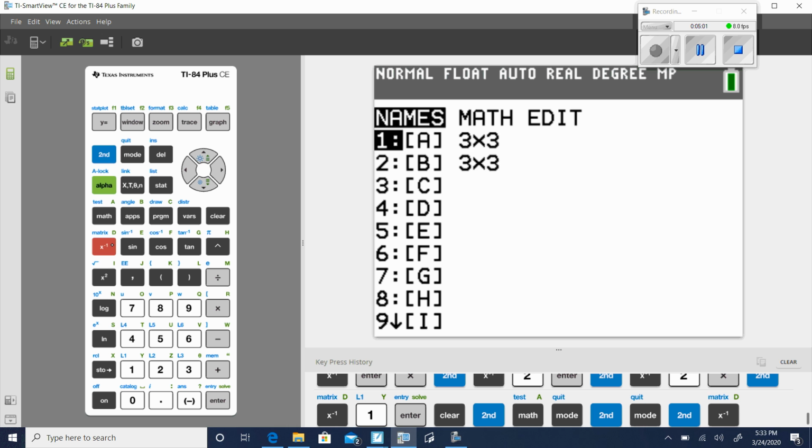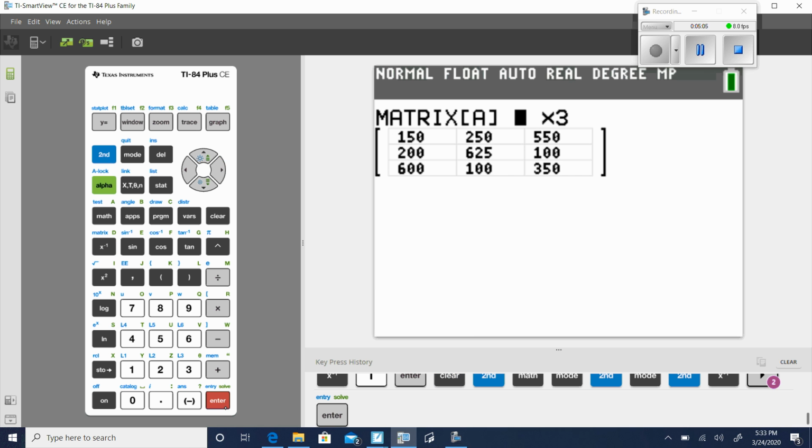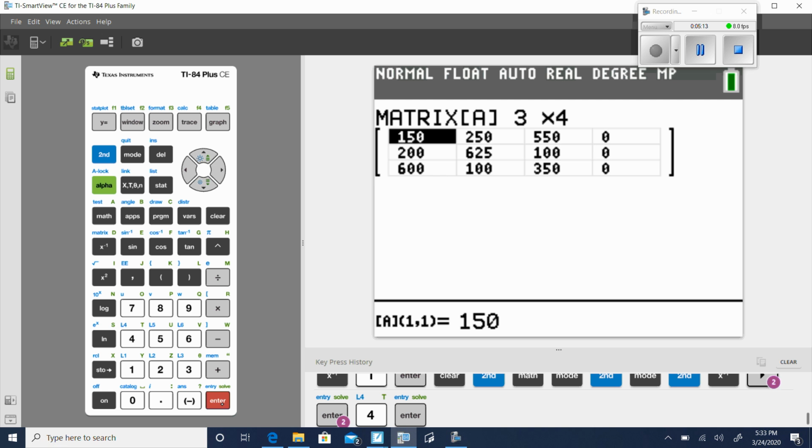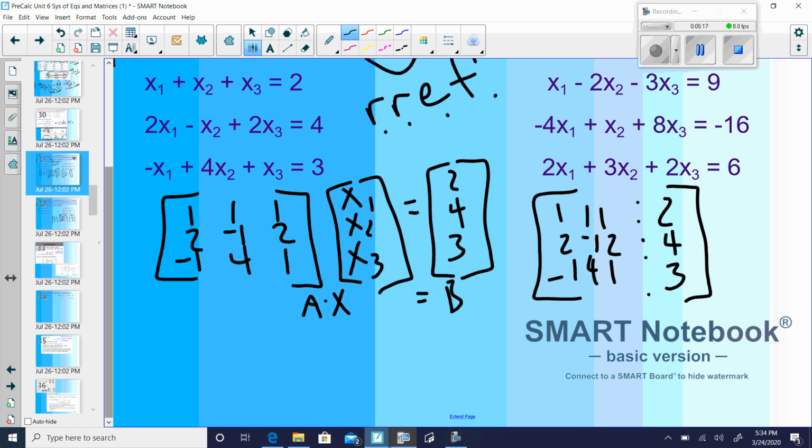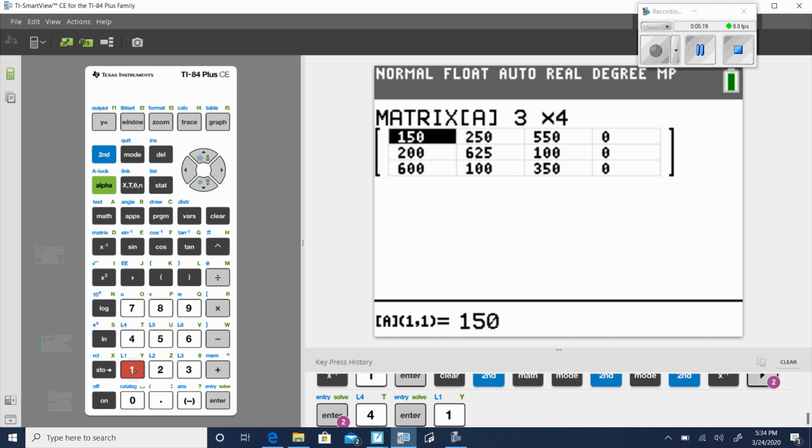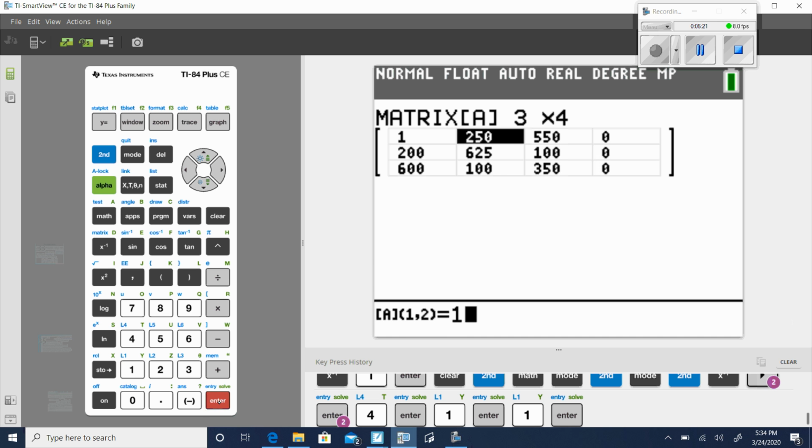Second matrix, and we're going to edit A, because we want this one to be 3 rows. Because it's an augmented matrix with answers, we want it to be a 3 by 4. So 1, 1, 1, 2, enter, 1, enter, 1, enter, 2, enter.